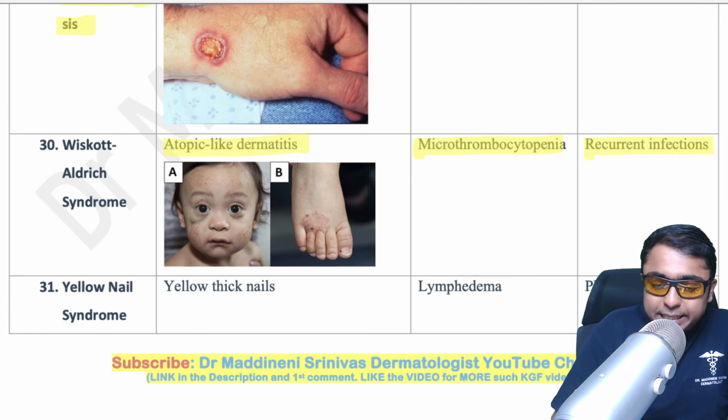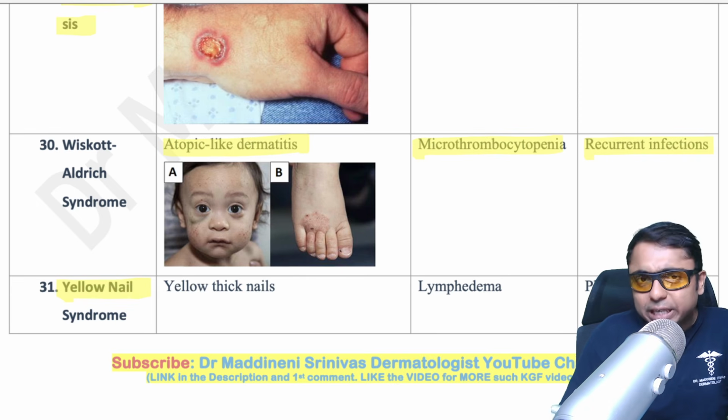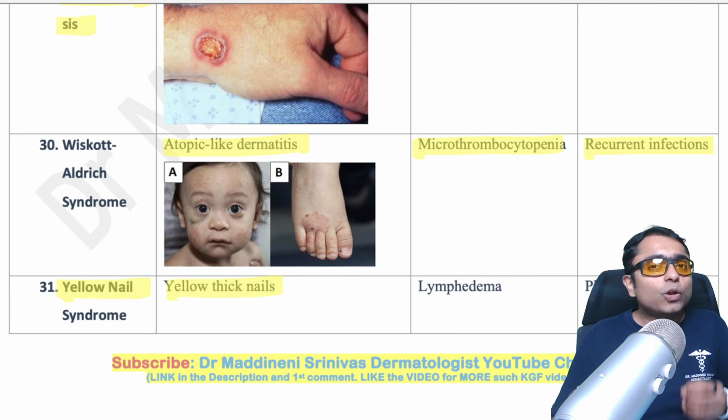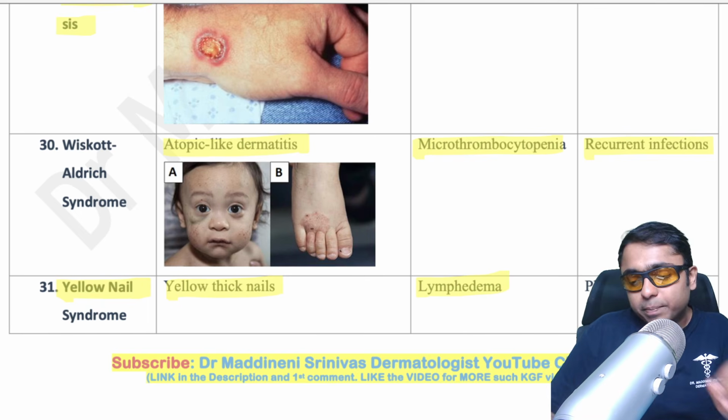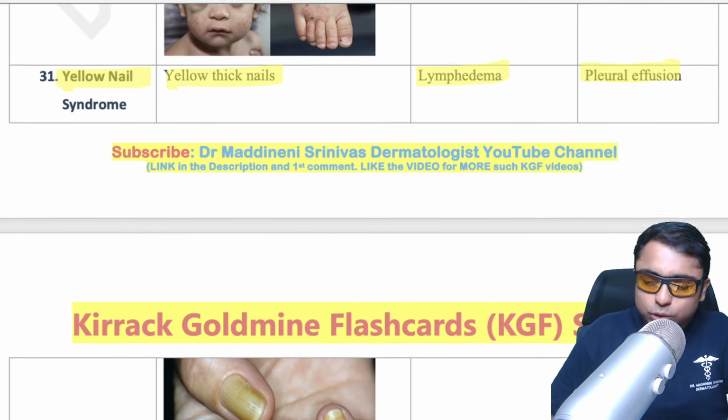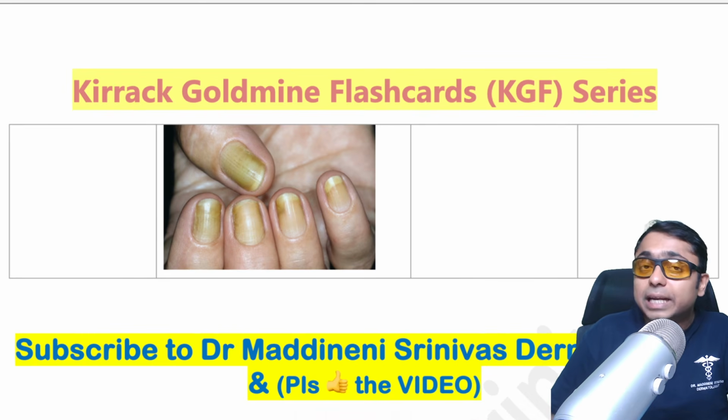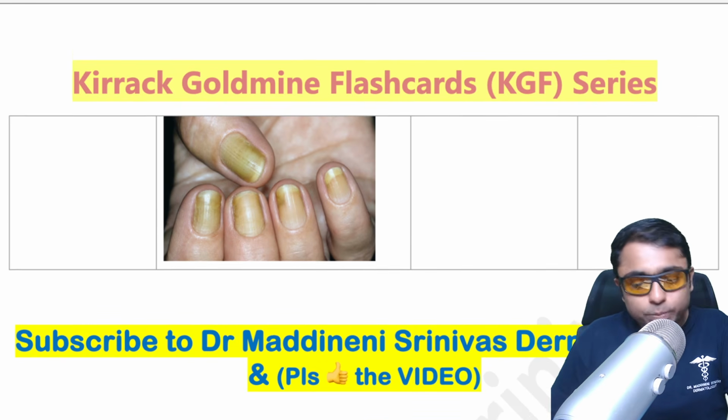So next is the yellow nail syndrome, in which obviously the nails are going to be yellow in color and they are very, very thick, and the patients are going to have lymphedema, and there is going to be pleural effusion. So this is the triad which we are going to see in the yellow nail syndrome.